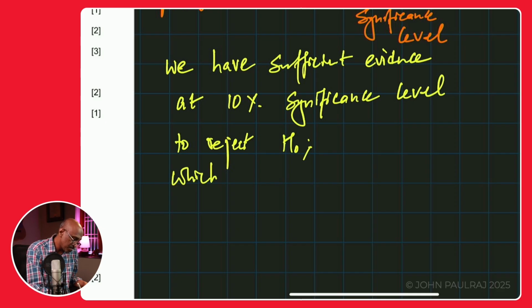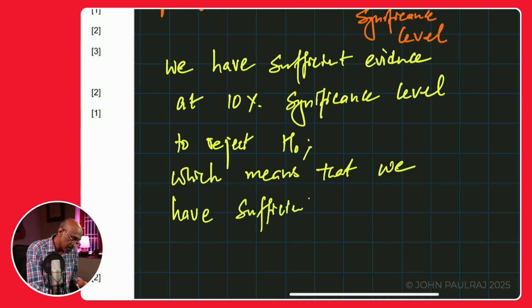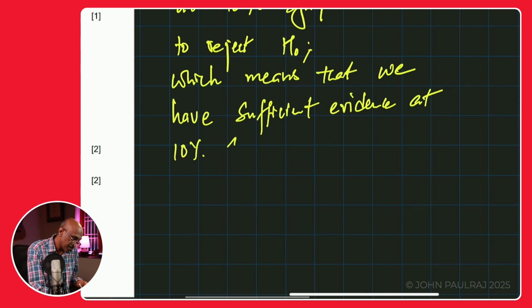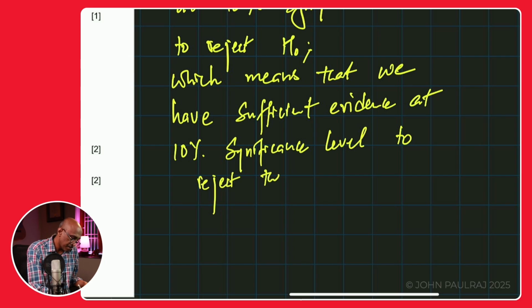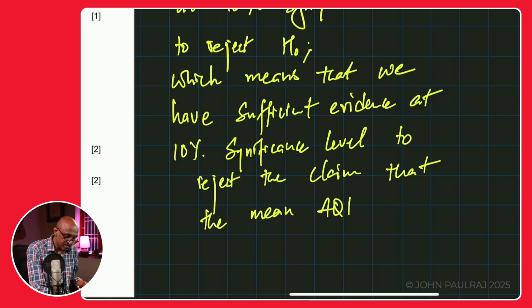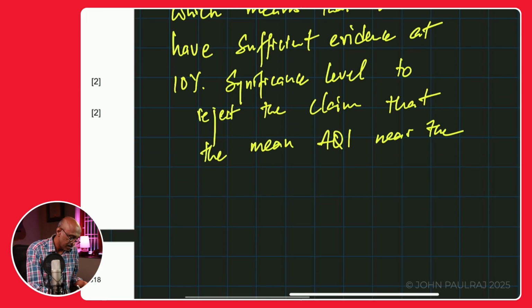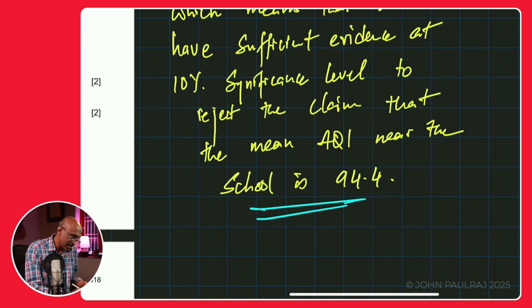which means that we have sufficient evidence at 10% significance level to reject the claim that the mean AQI near the school is 94.4. I think that is how you should conclude.